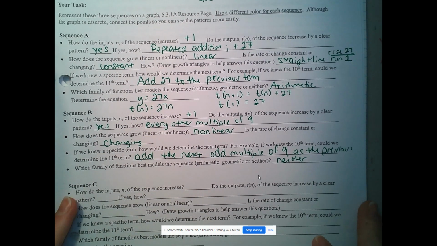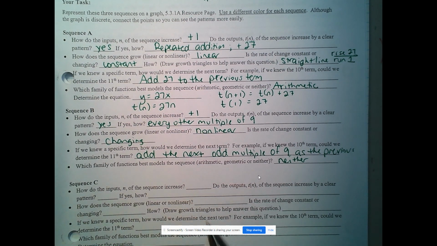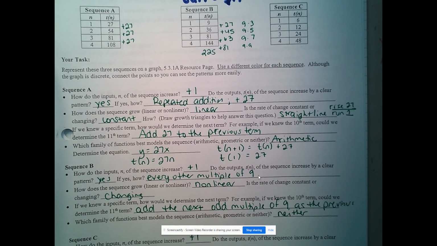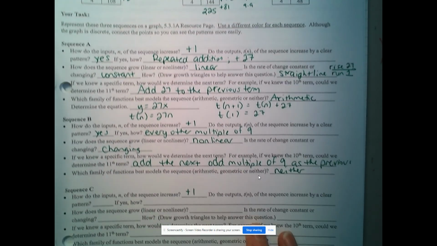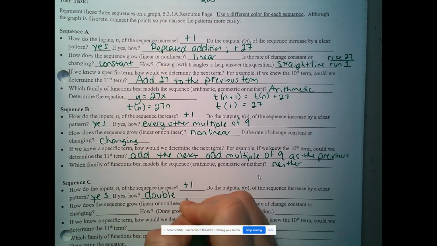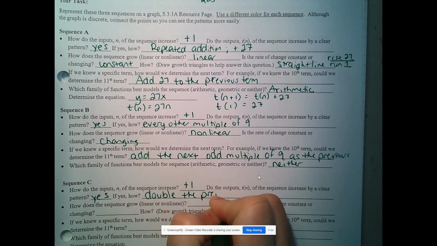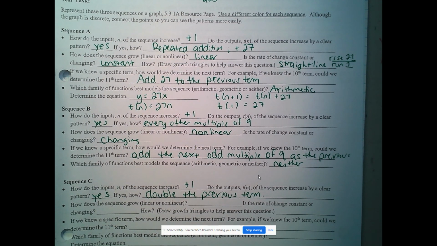All right, next one. Sequence C. How do the inputs in sequence C increase? It is an increase of +1, same as all the rest. Do the outputs of the sequence increase by a clear pattern? This one's a yes. When we look at it, 6, and then it doubles to 12, and then it doubles to 24, and then it doubles to 48. So we would say yes, it is doubling. You could say double the previous term. How does the sequence grow, linear or nonlinear? It's definitely not a straight line because it's repeated multiplication. So it would be nonlinear.